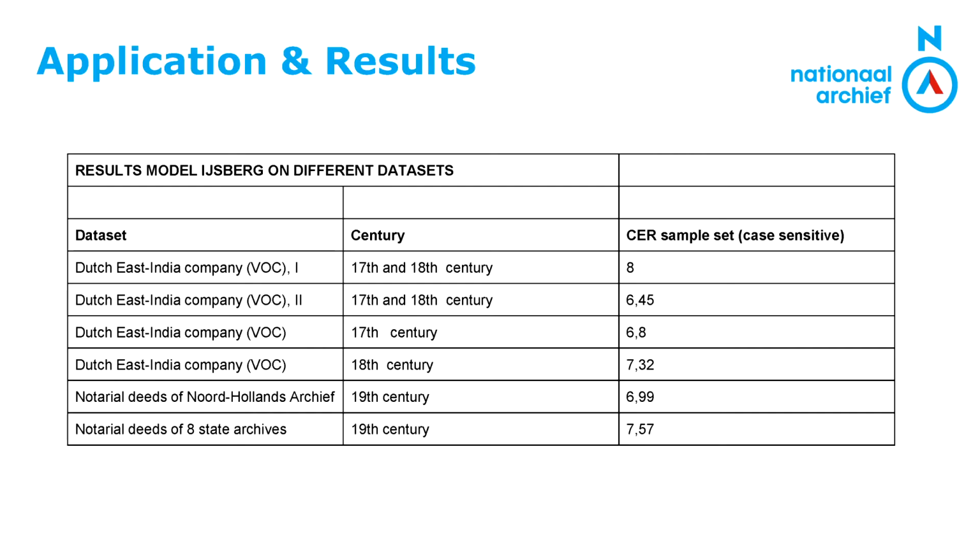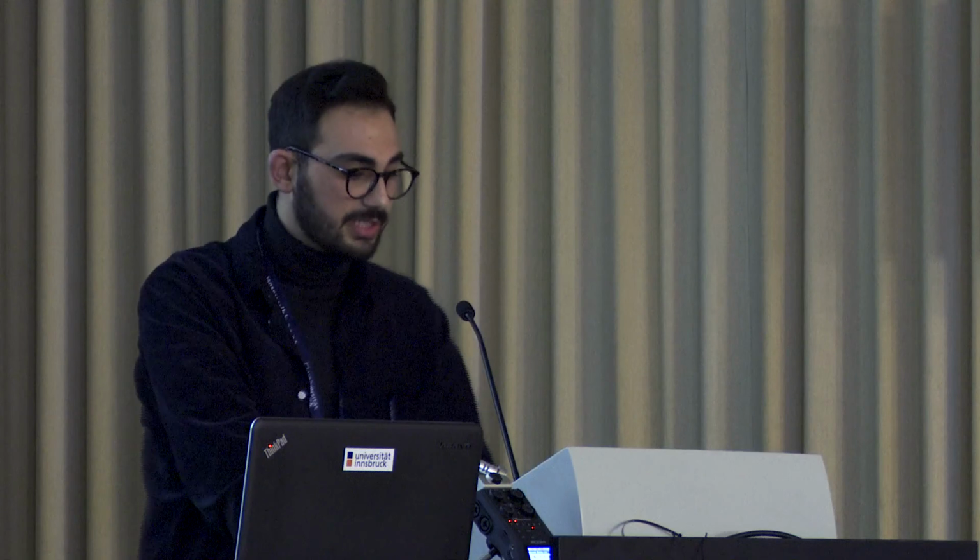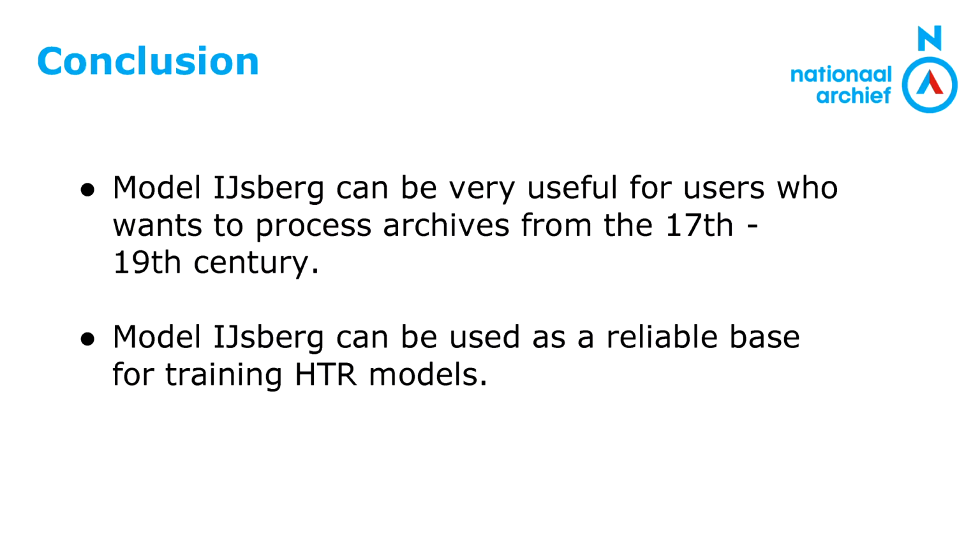Although, despite the ambitious results, model testing was essential in order to confirm the model's efficiency. As you can see in this table, we created 6 different datasets that every one of them contains special characteristics such as different handwriting styles, different origin, and have been created at different time periods. The testing results were actually remarkable, with the lowest CER level at 6.45 and the highest at 8. So, these results lead us to the conclusion that public model Iceberg can be very useful for users who want to process archives from the 17th until 19th century, and also can be used as a reliable base for training HTR materials. Thank you very much.